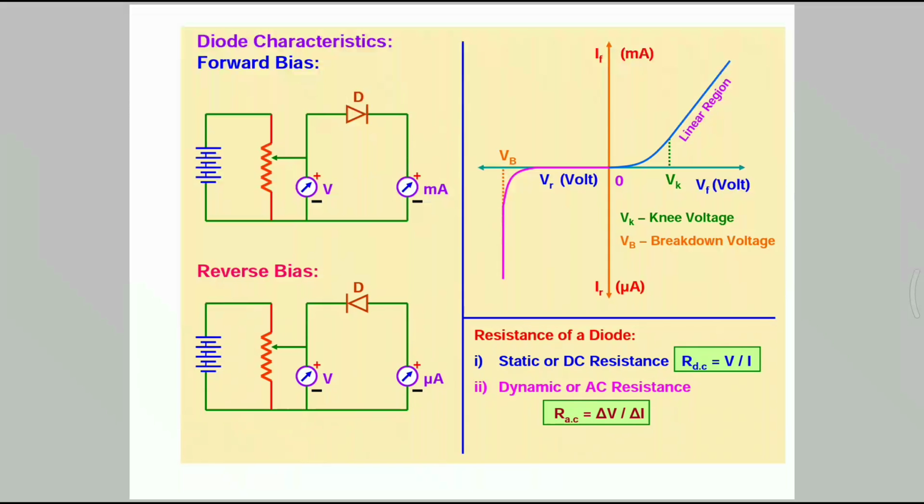Resistance of the diode. Static or direct current resistance R DC is equal to V by I. Based on the graph, by using the slope formula, we can get R is equal to V by I. Dynamic or AC resistance, R AC is equal to change in potential by change in current.